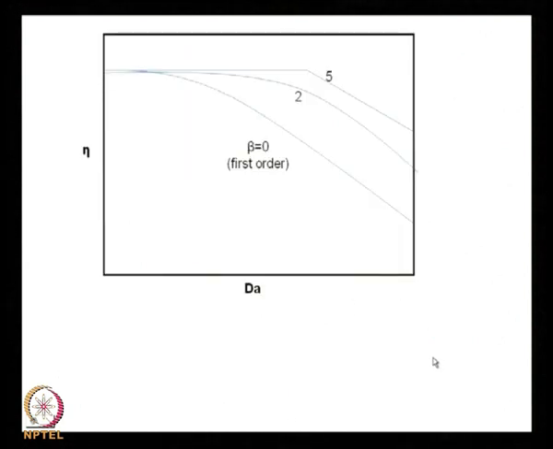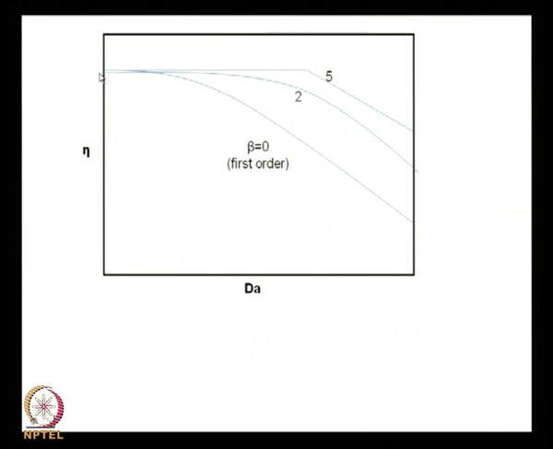So, the last thing I will show you is the plot of eta versus beta. This is the plot for the first order reaction, beta going to 0, and this is eta equals 1. I should have written that, but I have not. So, please make a note over there.